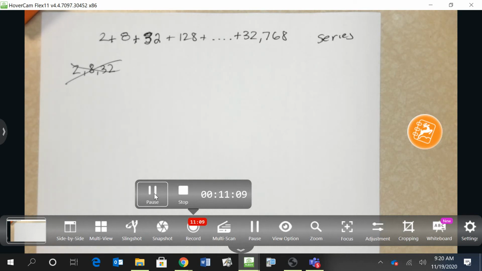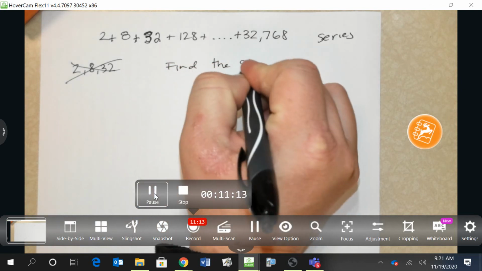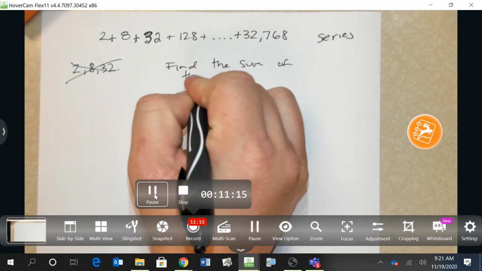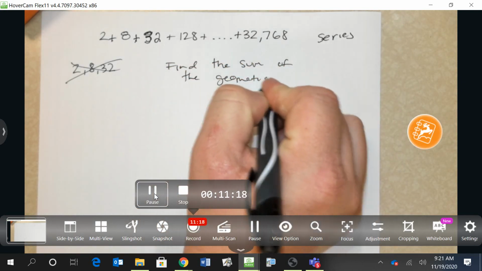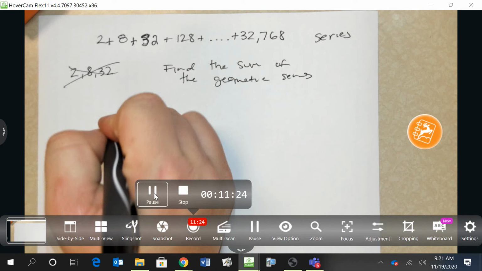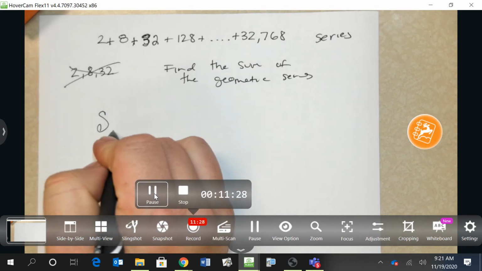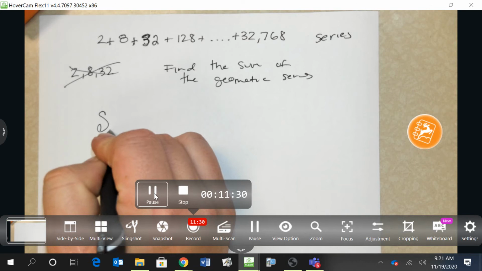The exact wording is find the sum of the geometric series. So geometric series, if we were not in virtual learning, you would have to memorize this formula. This is the one thing I would like you to write down. If you're not writing anything down, please put at least this formula down right now.